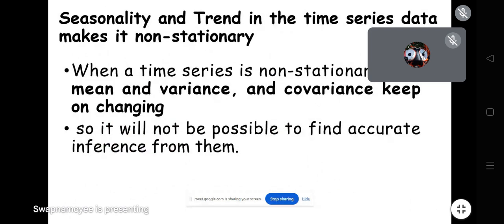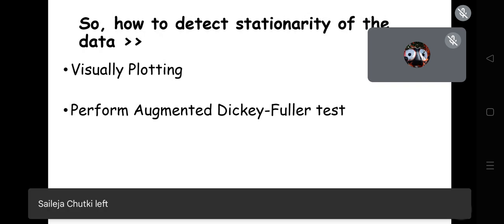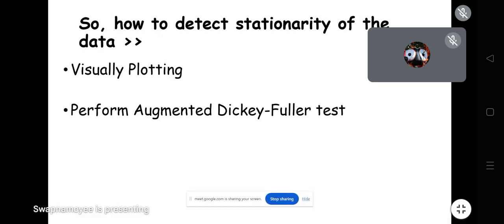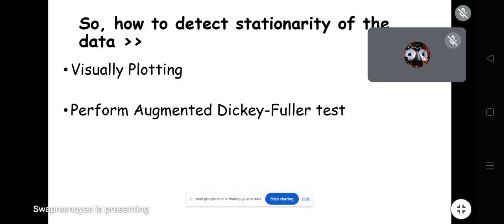We have to remove it. How are we going to do it? You have to detect the stationarity of the data. First is visual plotting. Other is you perform the ADF test, which is known as your unit root test. Many other tests like Phillips-Perron are there to find unit roots. Unit root means your data shows non-stationarity. One very popular test is the Augmented Dickey-Fuller test. So moving on, this differencing part I have already shown you.